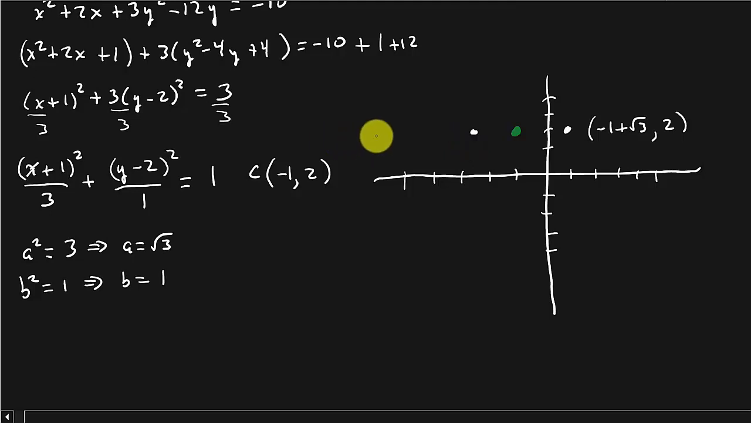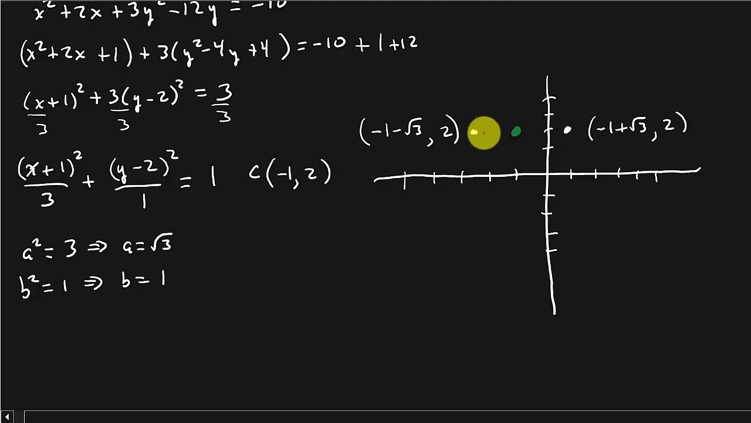And then the coordinate for this point is negative 1 minus square root of 3. That's my x coordinate, and my y coordinate is 2. So for the vertices, I just went to the center. I added square root of 3, and then I subtracted square root of 3. The y coordinate stays the same. That's at 2. See, I'm just moving horizontally.